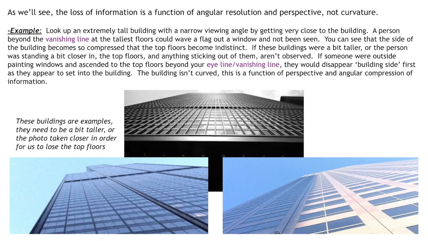So if someone were outside painting windows and ascended to the top floors beyond your eye line or vanishing line, they would disappear building side first as they appear to set into the building. The building isn't curved. This is a function of perspective and angular compression of information. And again, these buildings are examples. They need to be a little bit taller, or the photo taken a little bit closer in, in order for us to lose the top floors. But that would be the effect. The painter or the window washer would essentially set into the building as you got closer in.